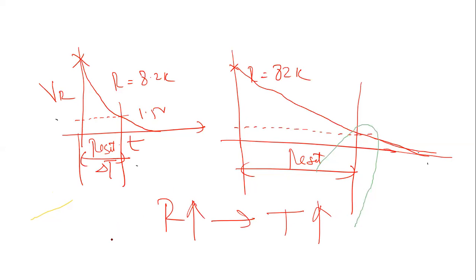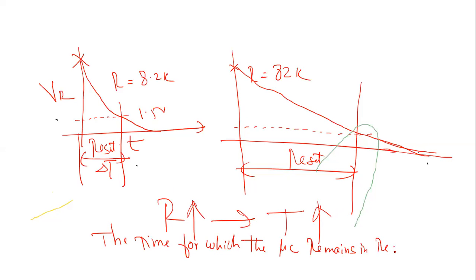The time for which the microcontroller remains in reset is much higher. So you can control this delta t, the duration for which the circuit remains in reset, by controlling the value of R. So it is a design parameter that you can play with.